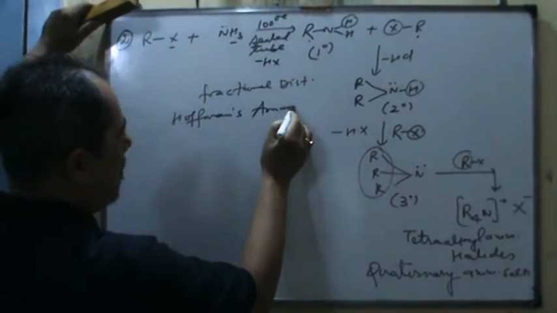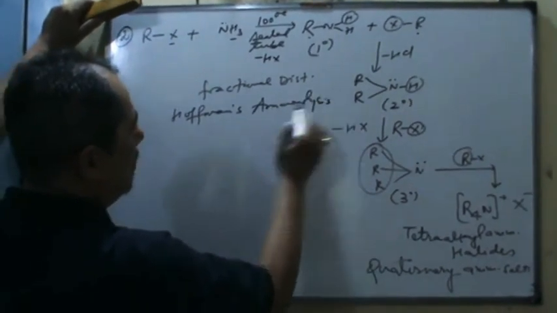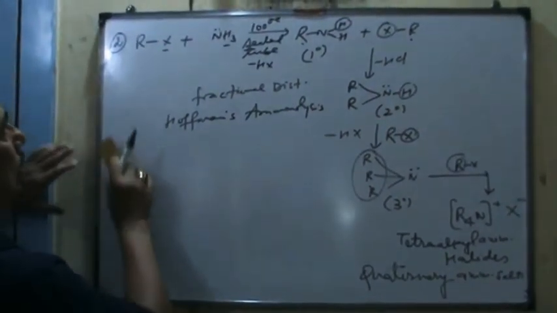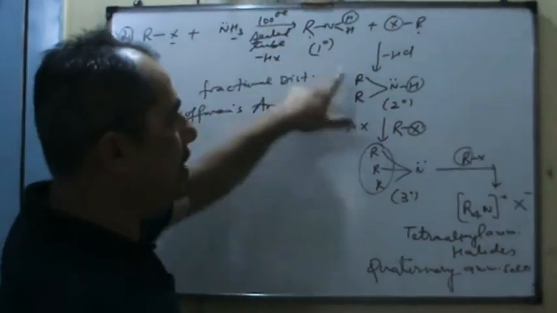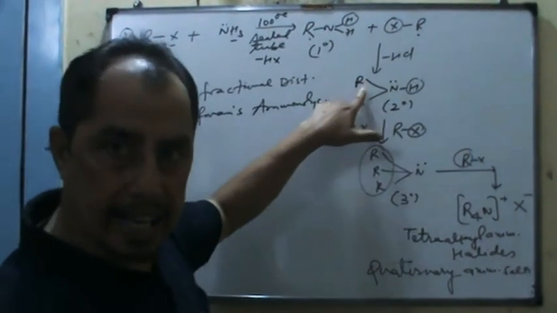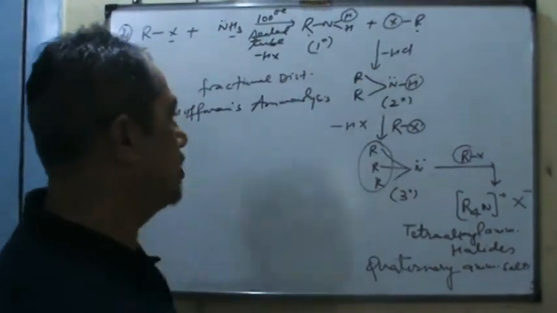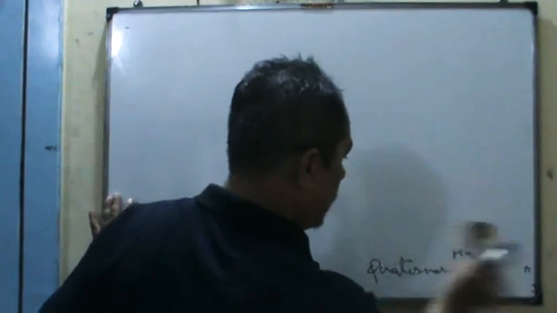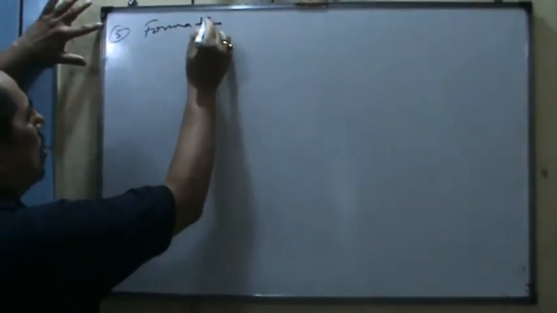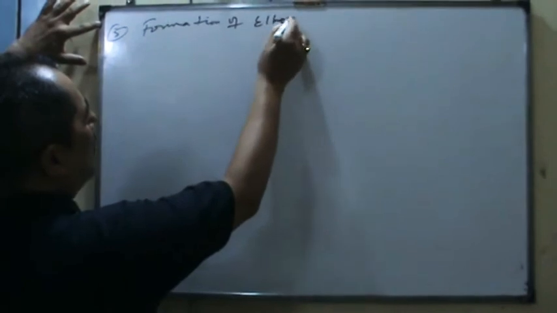Hofmann's ammonolysis method. So alkyl halide, ammonia, primary amine. Take again a second molecule of alkyl halide, secondary, tertiary, as well as quaternary ammonium salt. Now the third is the formation of ether.